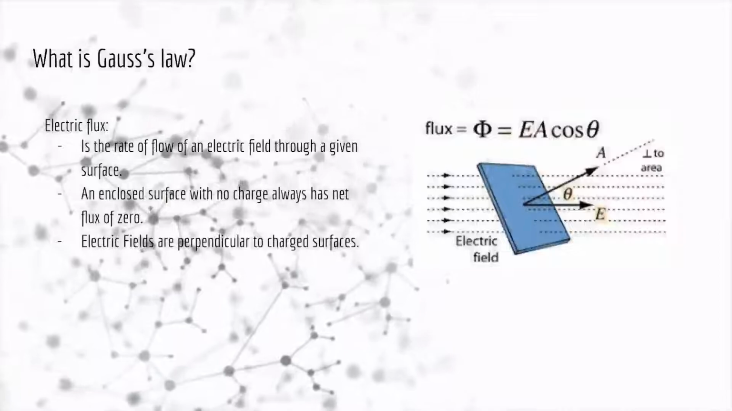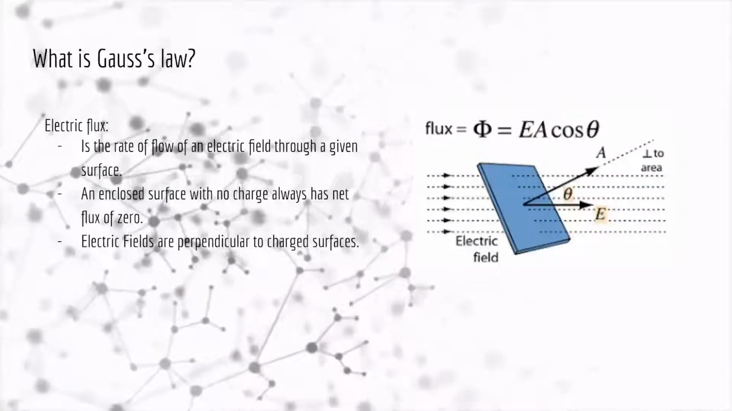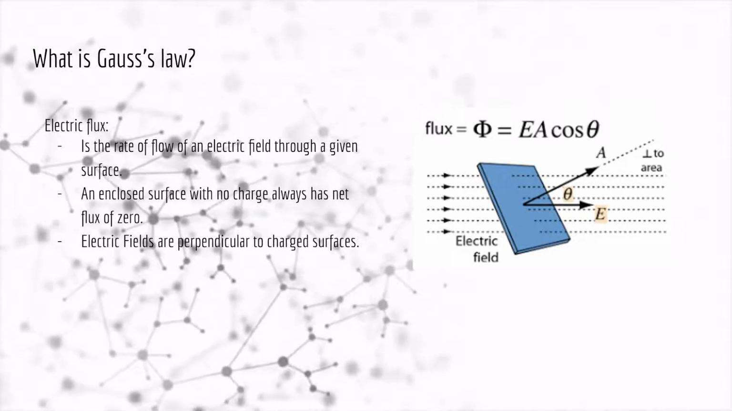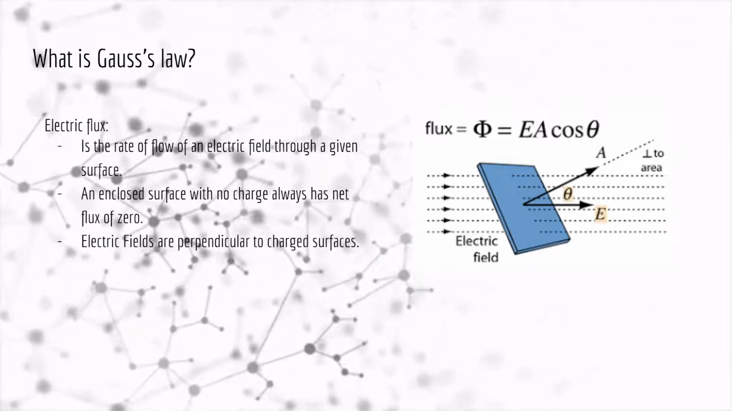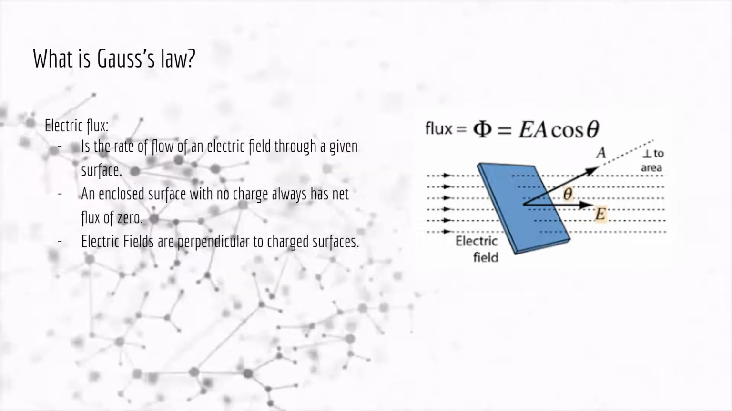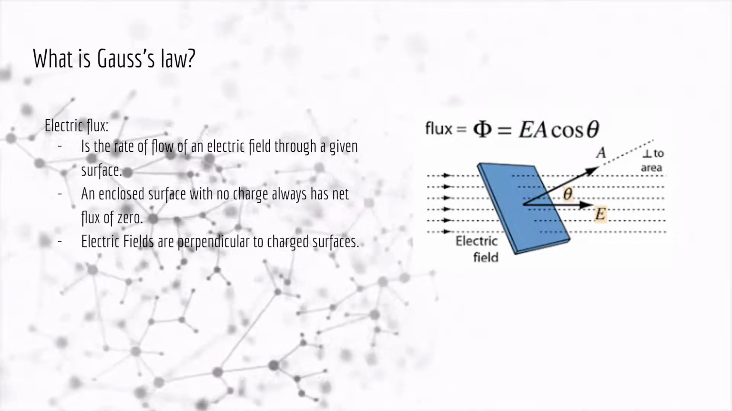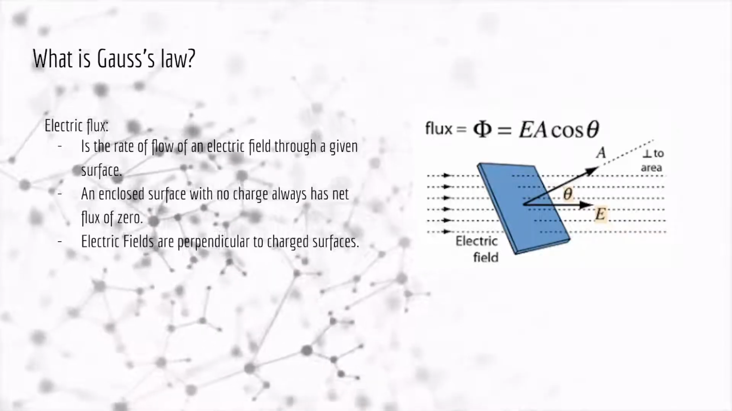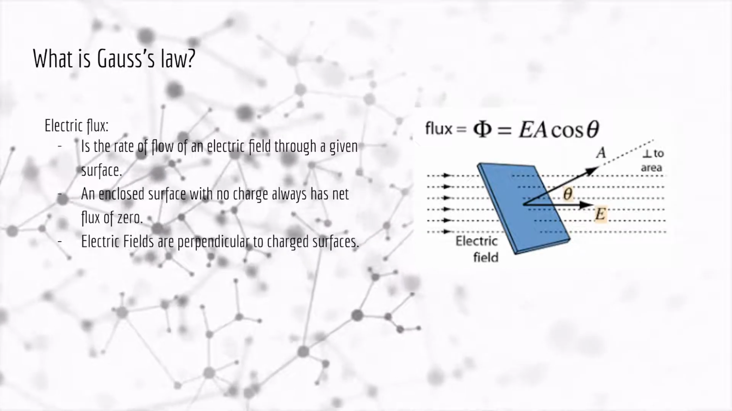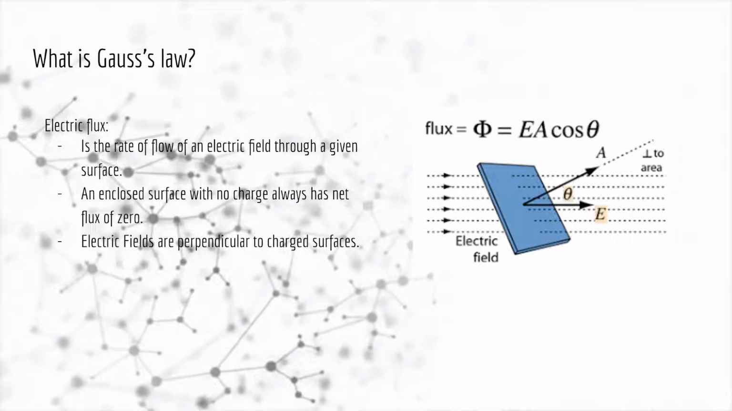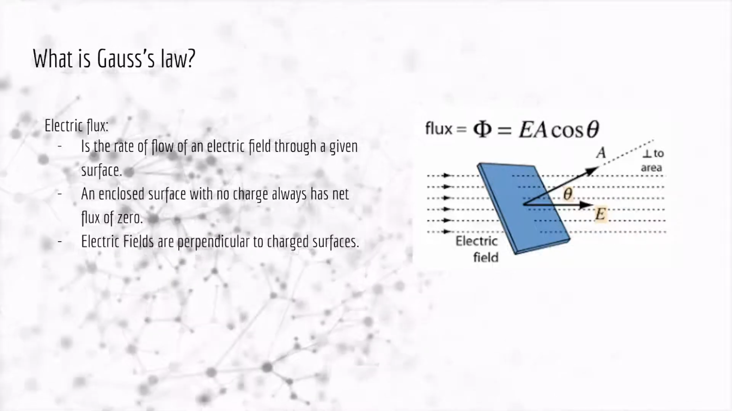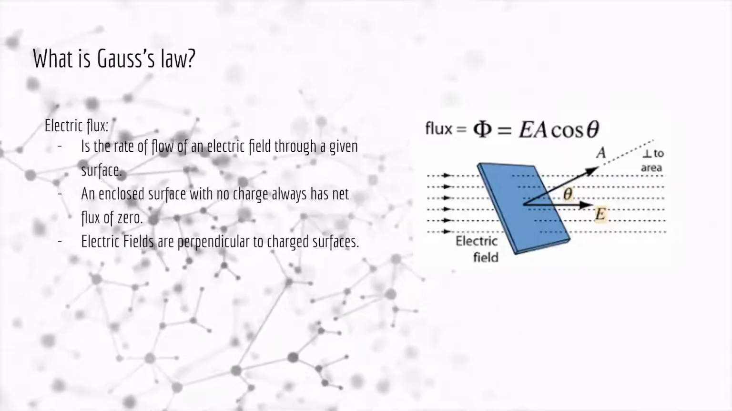What is Gauss's law? To understand Gauss's law, we need to first look at the concept of electric flux. Electric flux is defined as the rate of flow of an electric field through a given surface. An enclosed surface with no charge always has a net flux of zero. Electric field lines are exerted off positive electric charges and are attracted to negative charges. It's also important to know that electric fields are perpendicular to charged surfaces.